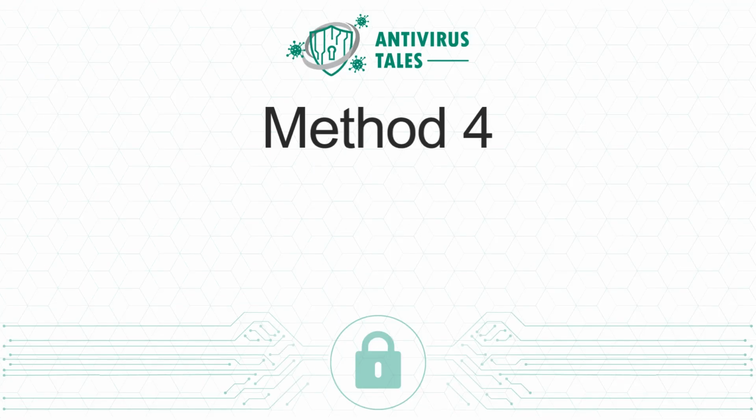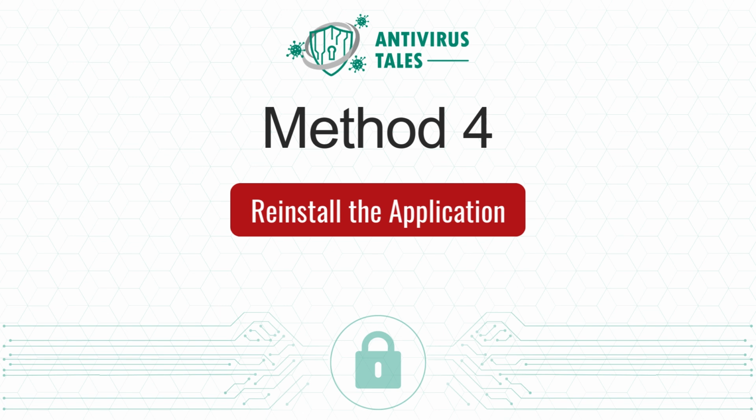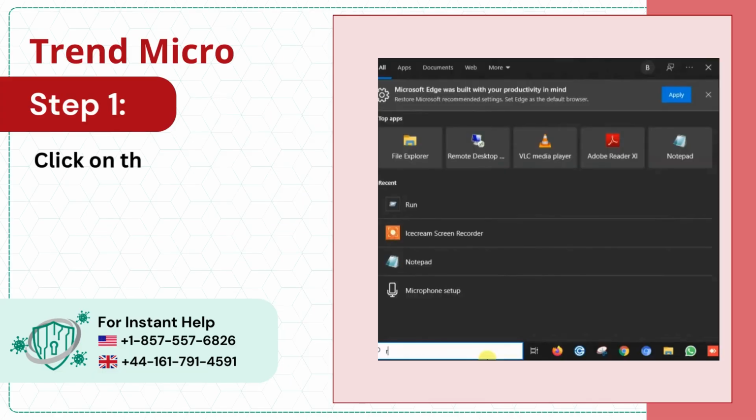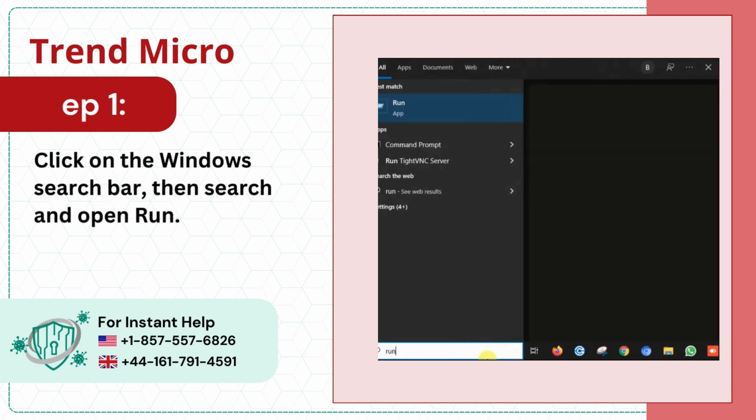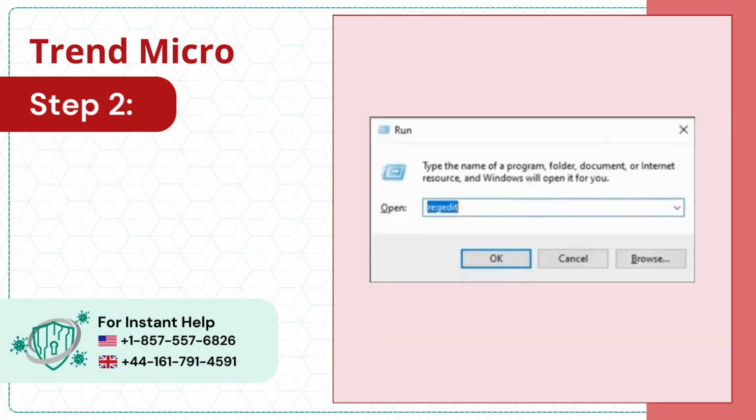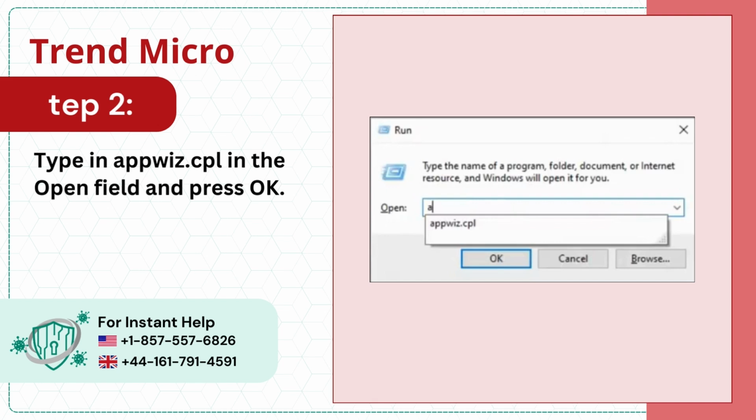Method 4. Reinstall the application. Step 1. Click on the Windows search bar, then search and open Run. Step 2. Type in appwiz.cpl in the open field and press OK.